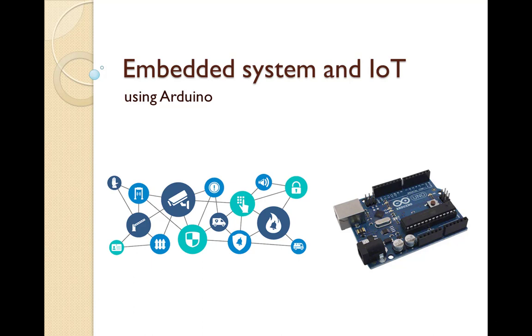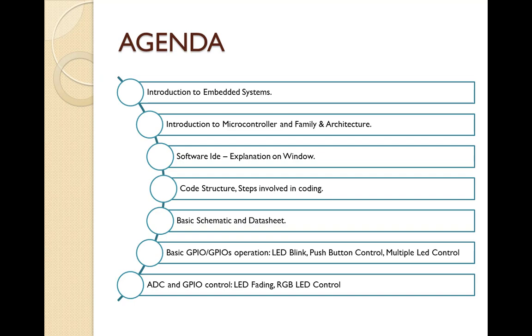Moving forward to the agenda, starting with the embedded systems introduction. Here I will be introducing what exactly embedded systems are. Moving forward, I will be introducing the types of microcontrollers, their family and architecture. Here we will be targeting Arduino, so I will concentrate more on the Arduino IC, that is the ATmega328P.